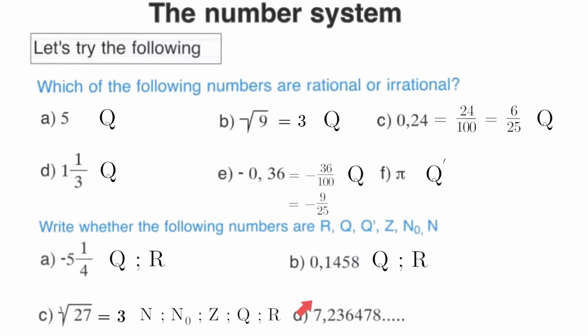And then the last one is 7,236,478, and it continues all the way. It does not recur, it just continues with no pattern, and it doesn't end because it continues. So it's going to be irrational, but because we can write it, it's also called real.